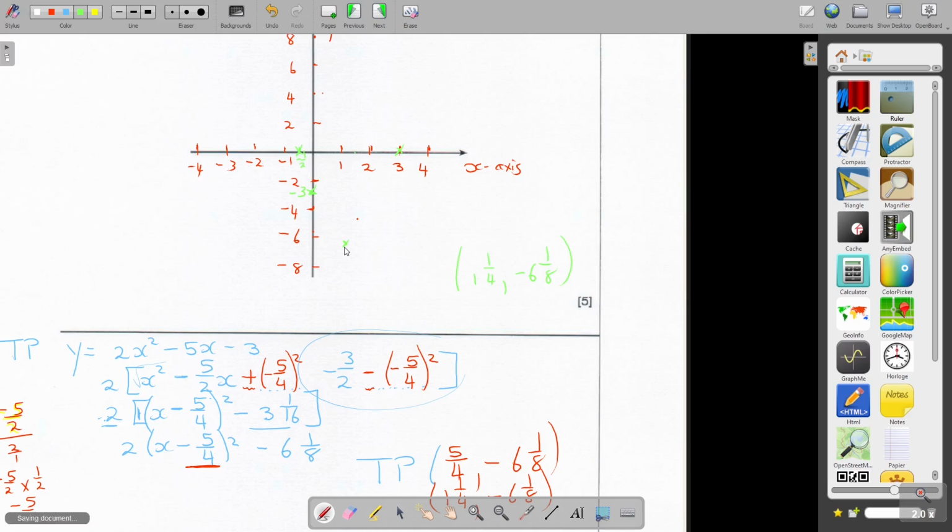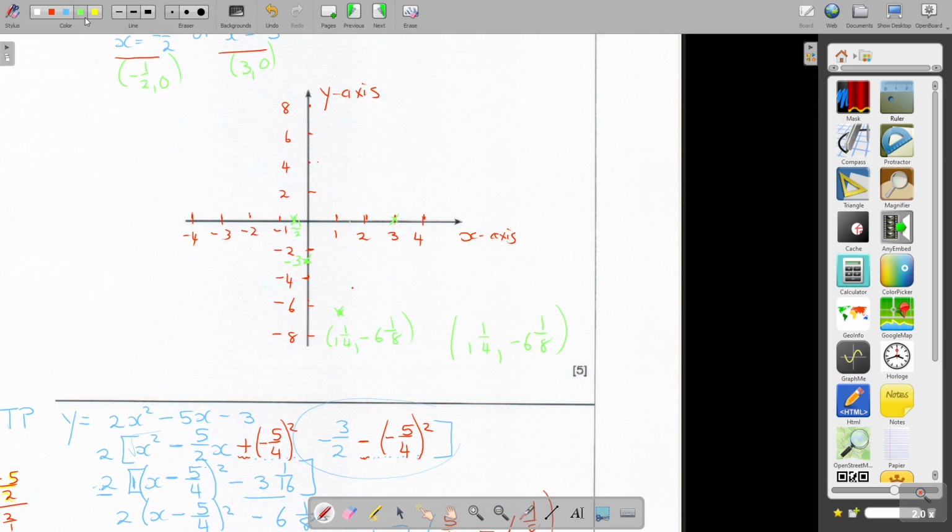Okay. So can I just write it? You must write it. So it's 1 1/4 and negative 6 and 1 over 8. You must indicate the point there. Then you can just basically take your free hand and make a nice parabola for them. And then this side will just repeat to this side.